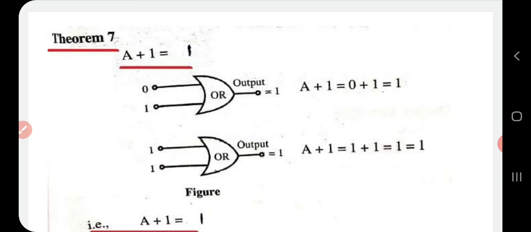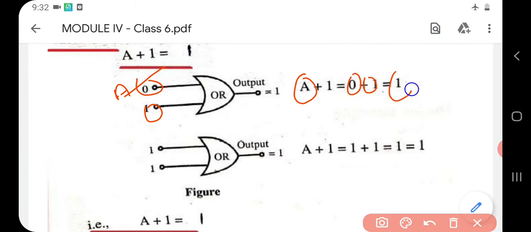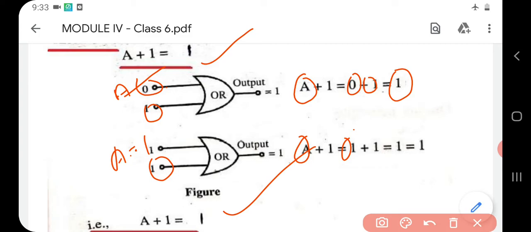Here, as one of the inputs of the OR gate you give 0, and the other as 1. In place of A we are giving 0. So A plus 1, with A as 0, is 0 plus 1, which is 1, so it is proved. Then you give the value of A as 1 and keep the other input as 1. A plus 1, with A as 1, is 1 plus 1, which is again 1.